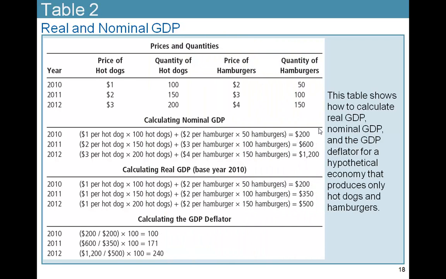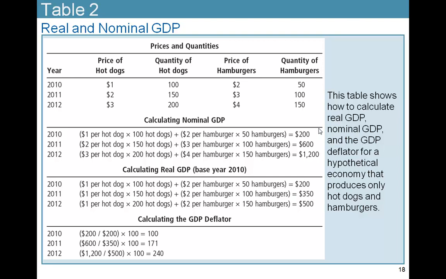So here's an example. Let's run through this. Let's say that our economy produces only hamburgers or hot dogs. 2010, this is the top part of the table. Hot dogs were $1, 100 were sold. Hamburgers were $2, and 50 were sold. So how much is our nominal GDP? Well, it's very simple to calculate. 1 times 100 plus 2 times 50, which is 200. You could do the same for years 2011, 2012, multiplying price by quantity for each good. So 2011 it comes out to 600, 2012 comes out to 1200.